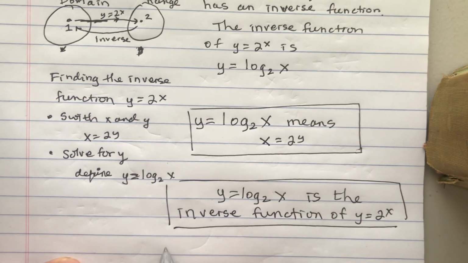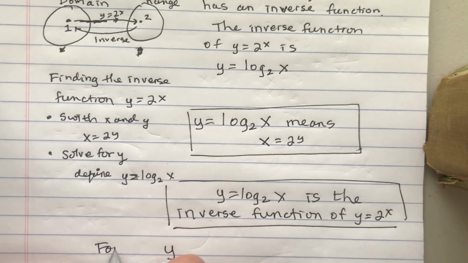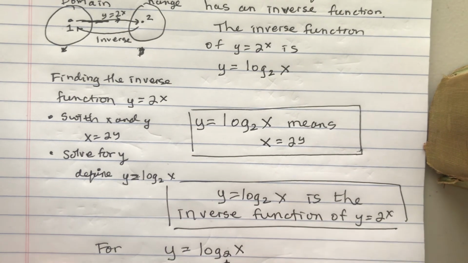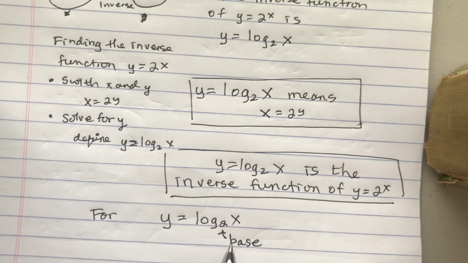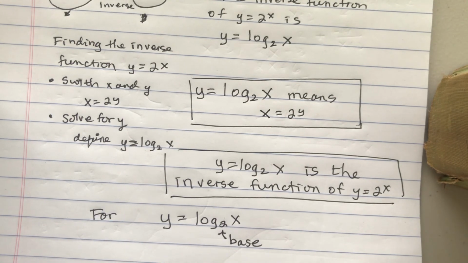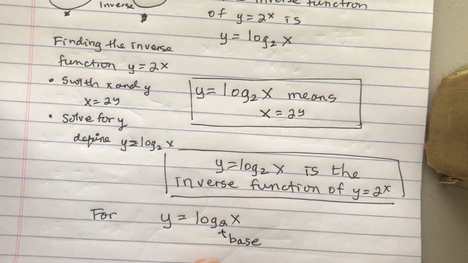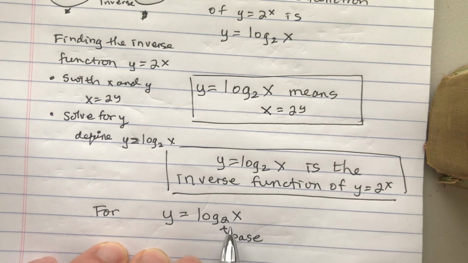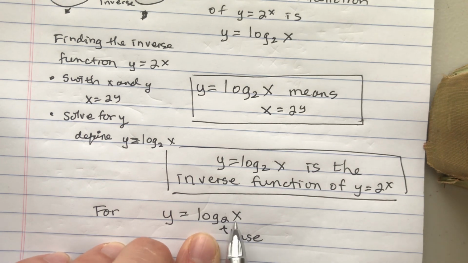And for y equals log base 2 of x, this number here is called the base. I like doing base 2 because I can sketch the graph easily. In math we don't usually use base 2. However, with computer science, base 2 is often used because they use 2 often. But we're going to use a different number for our base for the most part.